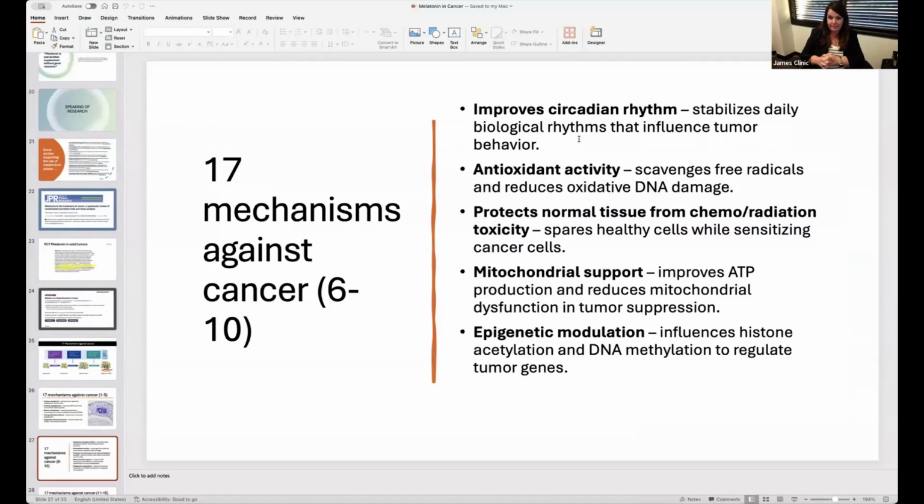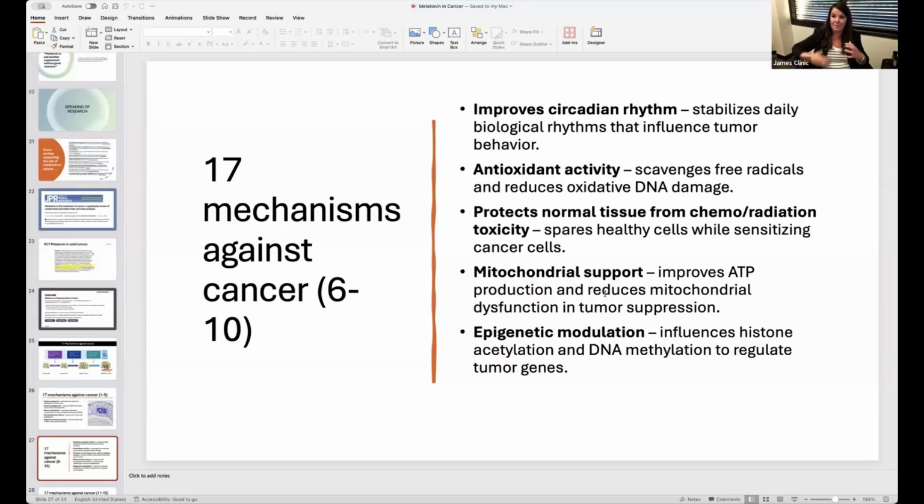Antioxidant activity. So this is one of the most powerful things it does. It scavenges those free radicals. It acts like a sponge to soak those up. Some of you I've been talking to about pomegranate juice does kind of the same thing. We want to be careful with that approach in cytotoxic chemotherapy, but overall it's positive. Protects normal tissue from chemo and radiation, while it's sparing healthy cells while putting a target on the cells that we want to go away.